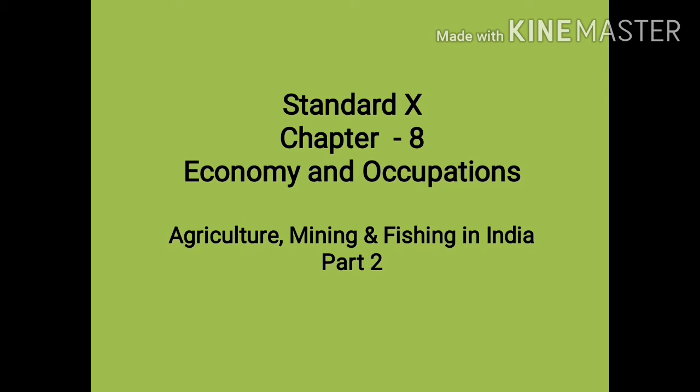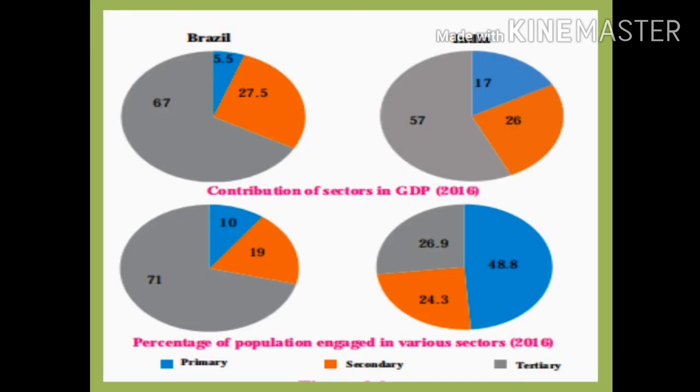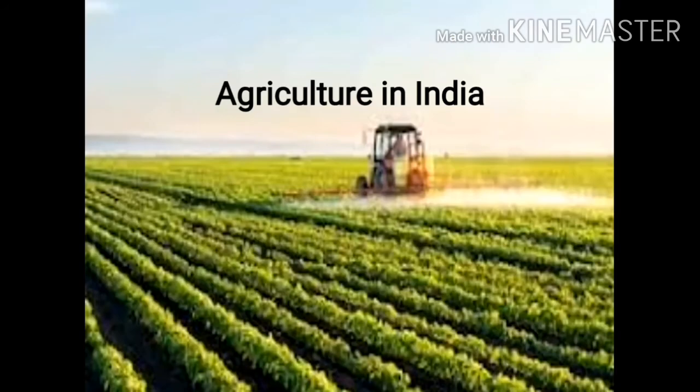In the continuing part of this chapter, we will be learning about agriculture, mining and fishing in India. In the first part of the chapter, we have learned about the economic activities in India and Brazil. So let us get more information about the occupations in India. So let us begin first with agriculture in India.